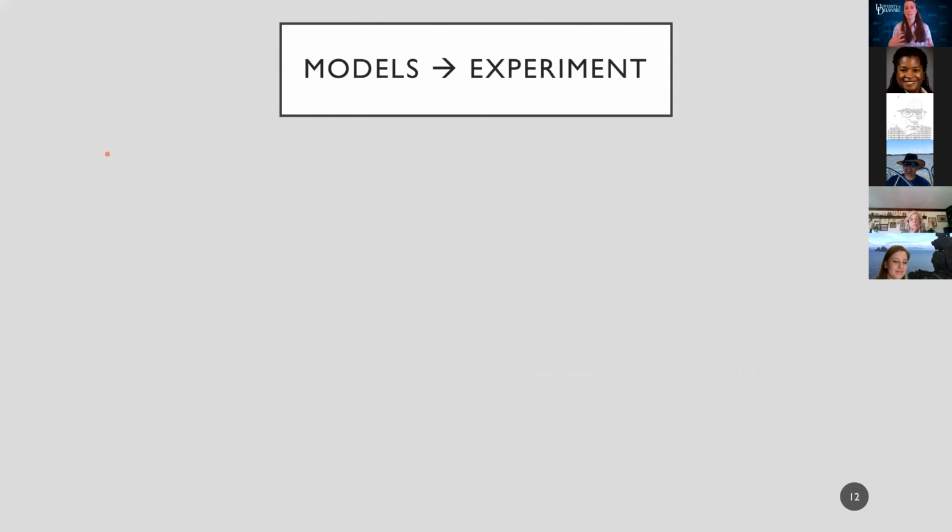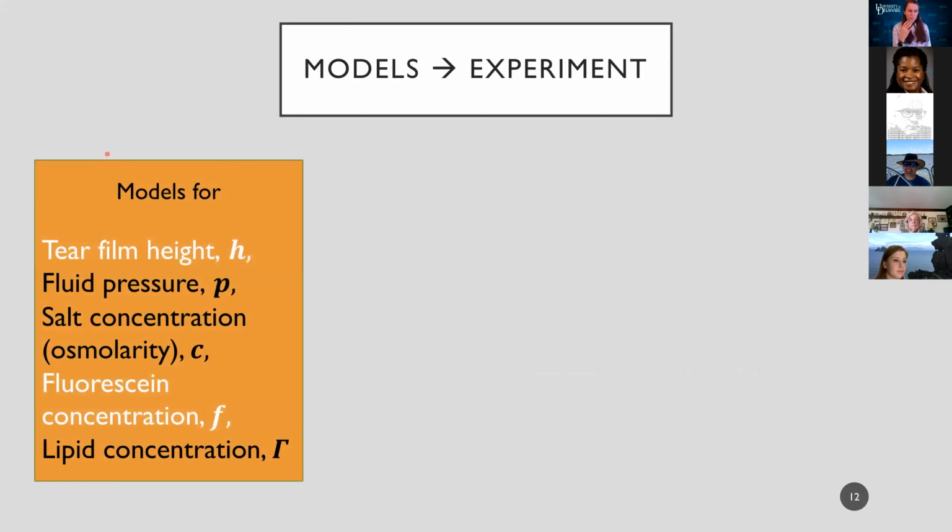How do we compare these models to experiment though? I have these images that have pixel intensity values, right? And it just showed me a bunch of models for things like tear film height and lipid concentration. How do I match those up? So, yep, we have all these models for our different quantities.